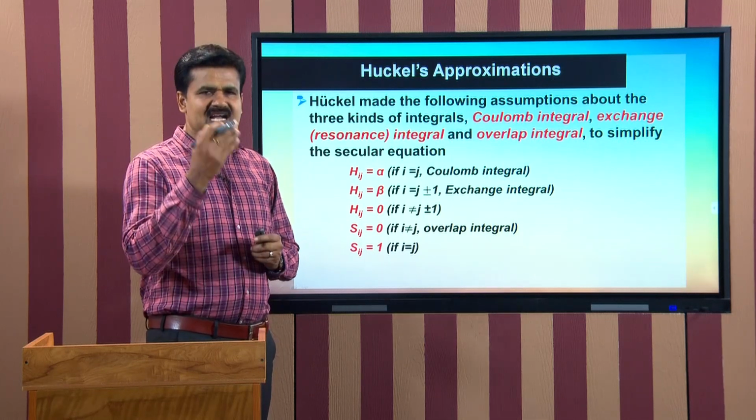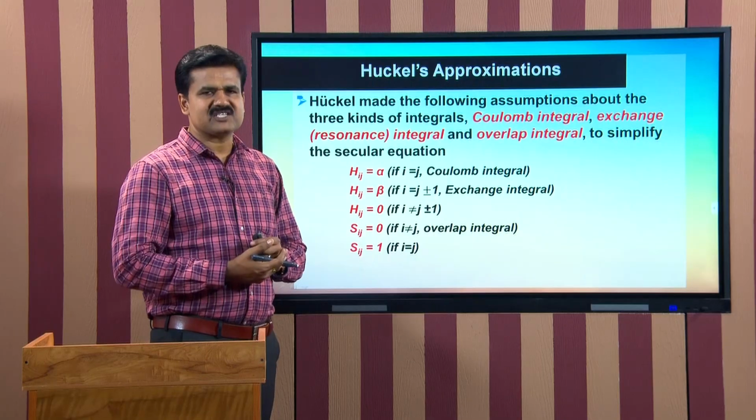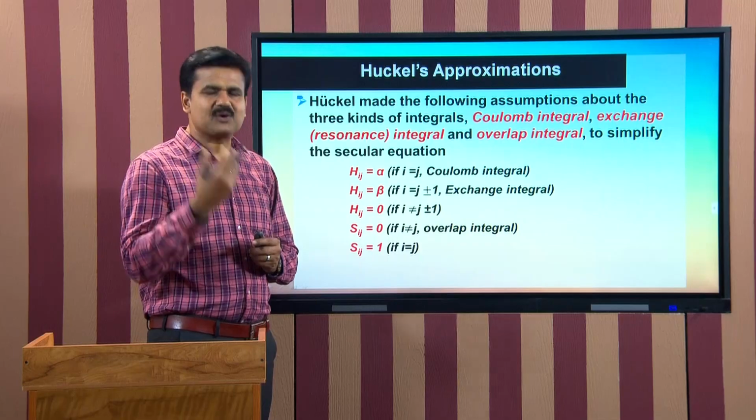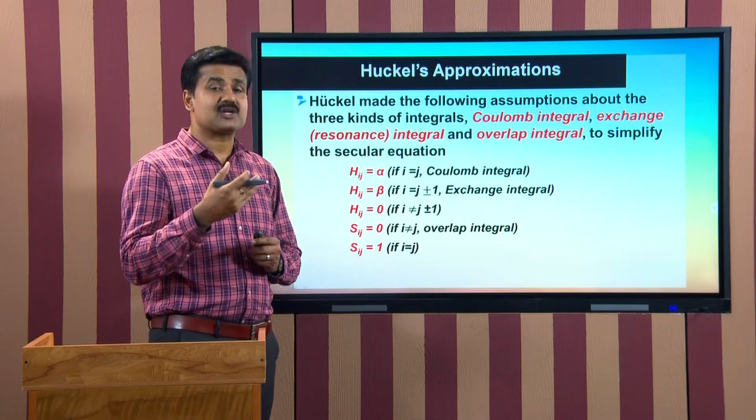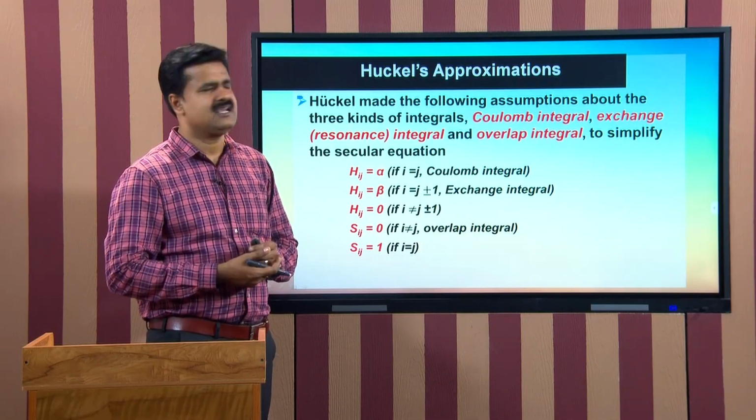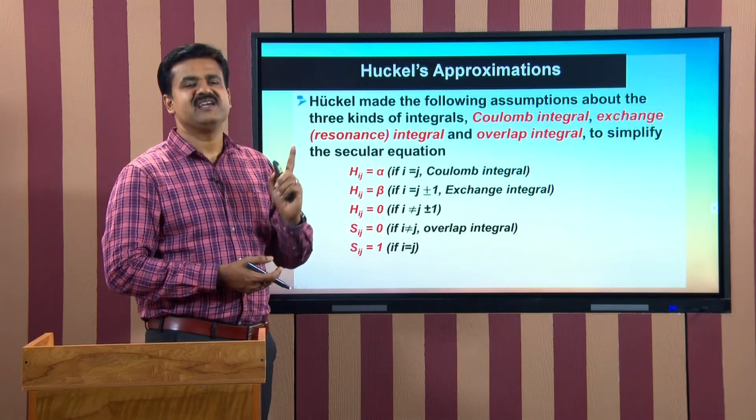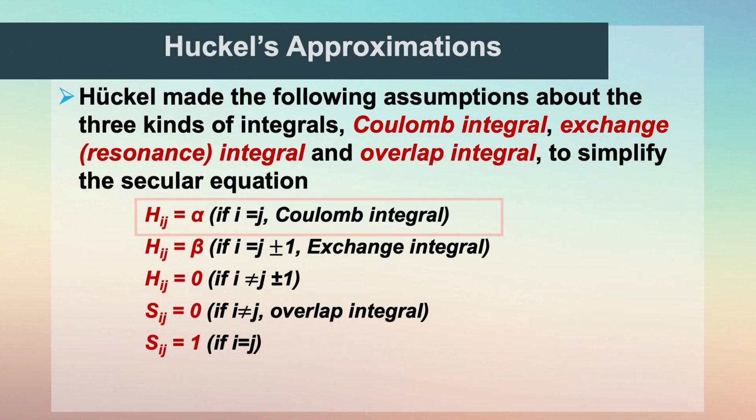So, Huckel put forward some approximations to find out the value or to simplify the secular equation, which is a part of Huckel molecular orbital theory. And these are Huckel's approximations. It is very important. Hij is termed as alpha provided I is equal to j, that is the Coulomb integral.